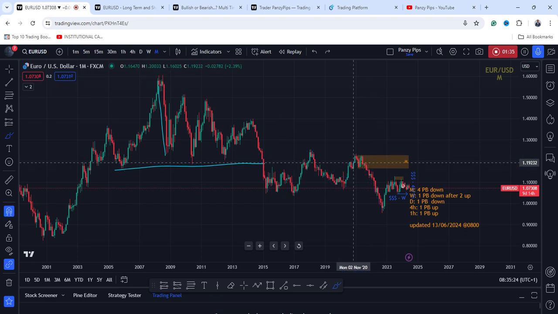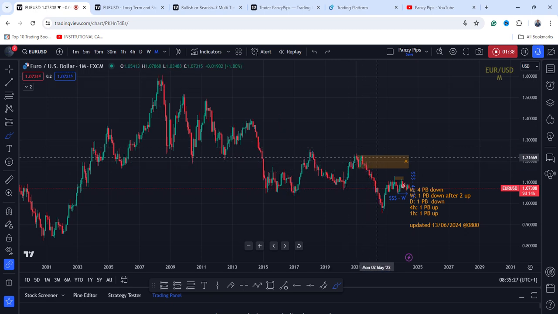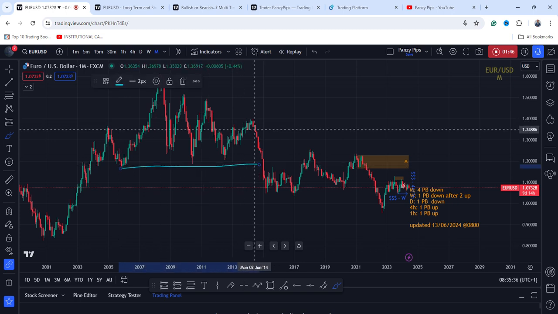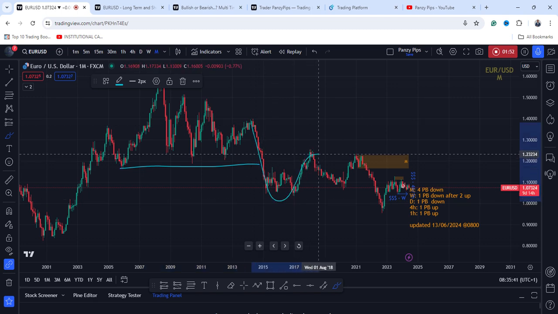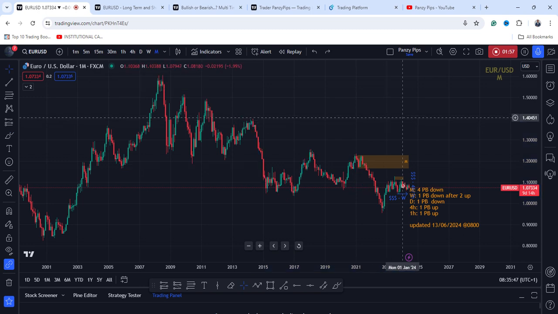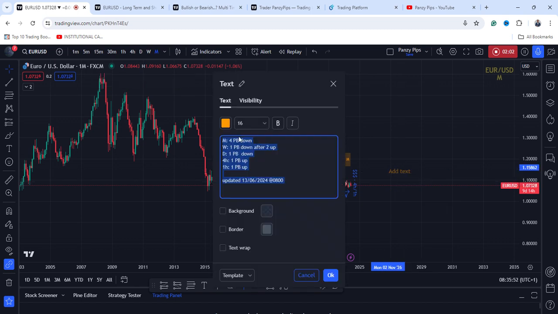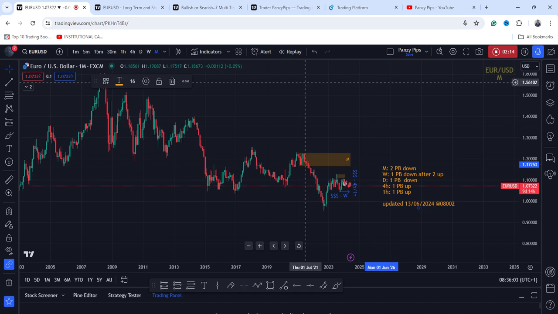So on the monthly, we can say that we are comfortably bearish, and you can see how many PB down we are. This up move came from here. So this is one, pull back, and then two. It's actually two PB down. So come here, make a note, and we say this is two PB down. Okay, monthly, that's two PB down. So we are done with the monthly. We know that the monthly is bearish and we are two PB down.